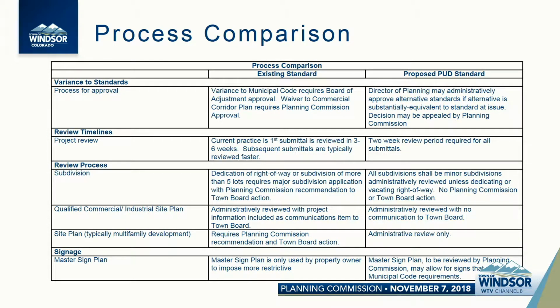The final change to point out is the master sign plans would allow for signs in excess of the municipal code. Those would require Planning Commission approval, whereas currently they would require Board of Adjustment approval, and they would have to demonstrate a hardship unique to the property.